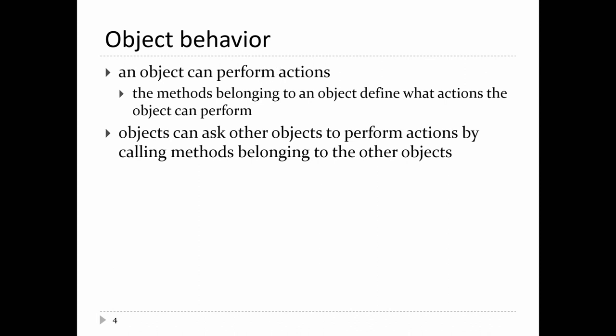So objects contain information, and they can perform actions. The methods that belong to an object define what actions the object can perform. In other words, objects can perform computation. The way that you ask the object to perform the computation is to call a method. Now, if that object knows about other objects, it can ask other objects to do some work for it. And thus you end up with a Java program that consists of a bunch of objects that interact with one another.